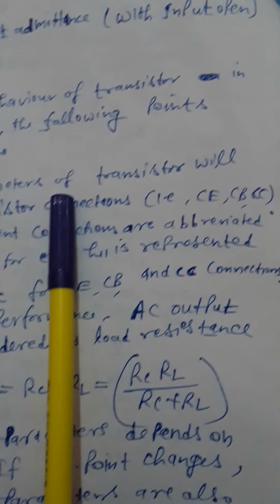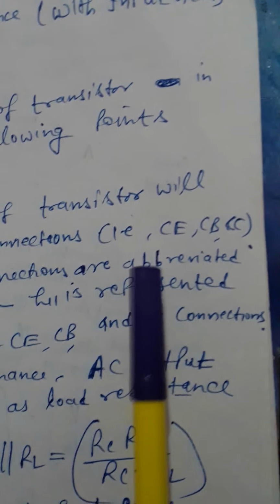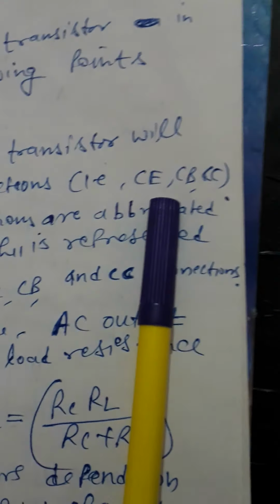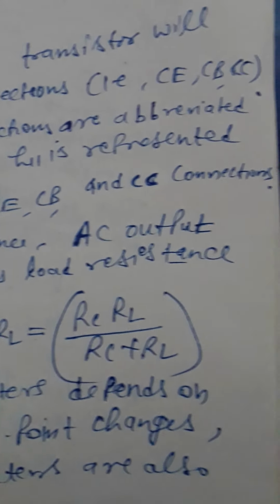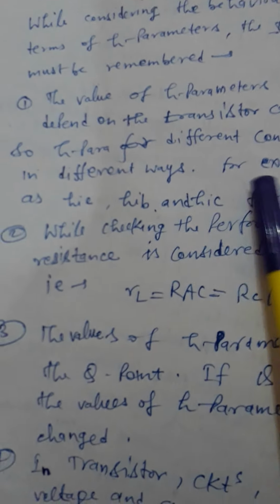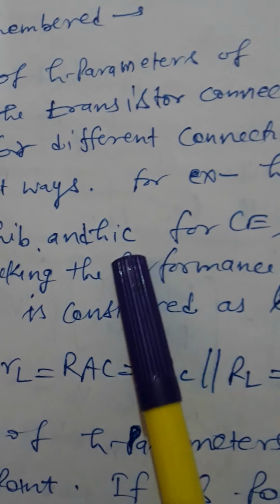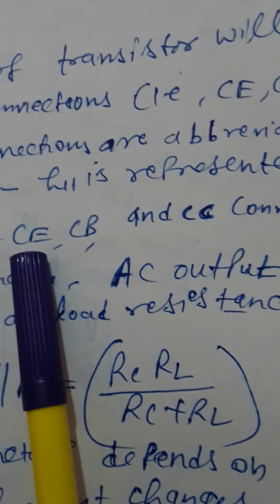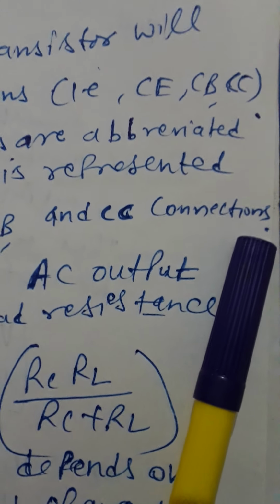The value of H parameters of a transistor will depend on the transistor connection, that means common emitter, common base or common collector. These three are the configurations of the transistor. H parameters for different connections are abbreviated in different ways. Depending on the connection, you will abbreviate these parameters accordingly. For example, H11 is represented as HIE, HIB and HIC respectively for common emitter, common base and common collector configurations.